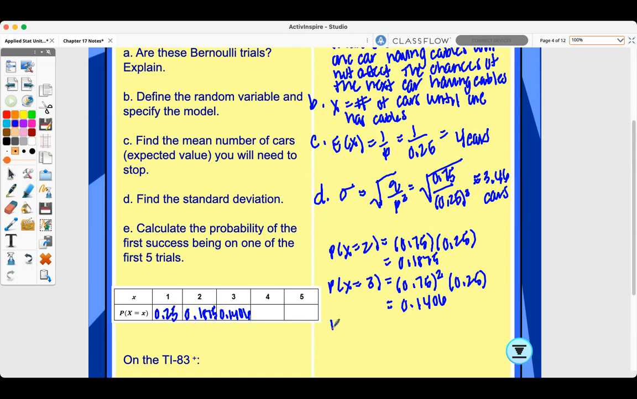The fourth one, so the probability of X equals 4 would be the first 3 failures. So it would be 0.75 to the third, and then it would be a success on the fourth one. And then the probability of X equals 5. The first 4 were failures, and the last one was a success. And you can just put those into there.